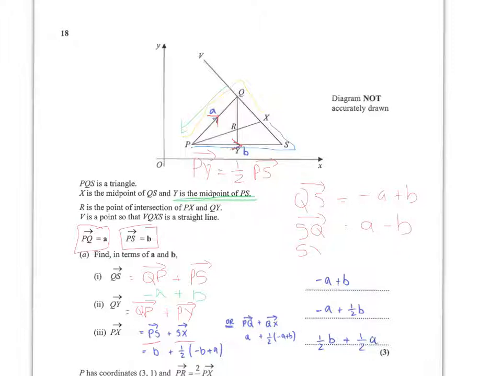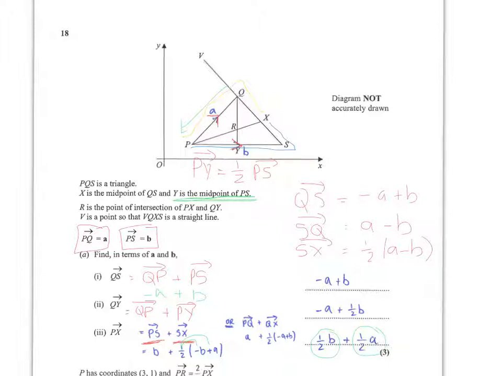S to x, well that is half of s to q, therefore half of a minus b. So p to x is p to s, which is b, plus s to x, which is half of a minus b, or minus half b plus half a. Multiplying that out, I've got b minus a half b, which gives me a half b plus a half a. So p to x is a half b plus a half a.